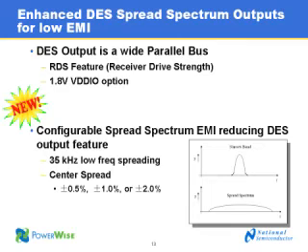So the enhanced DES spread spectrum outputs for low EMI, that's an easy one to say, right? So the DES output is a wide parallel bus, and this is kind of what we were starting to talk about earlier. And to address that wide parallel bus, there's an RDS feature, a receiver drive strength, and it has a 1.8 volt VDDIO option. That's right. And so with the receiver drive strength reduction, you're able to reduce the EMI that's on the interface.